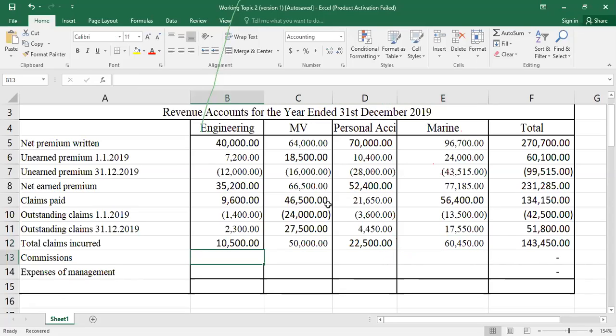Right? Then we go now to the commissions. We have the commissions from the question. For the engineering, it is 7,2. For the motor vehicle, the commission was 8,6. For the personal accident, the commission is 8,1. And for the marine, the commissions are 2,1.